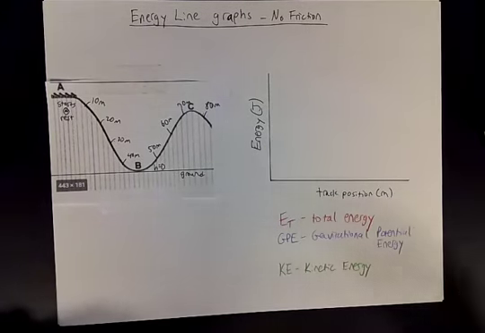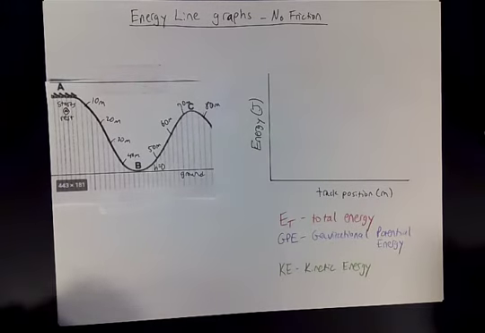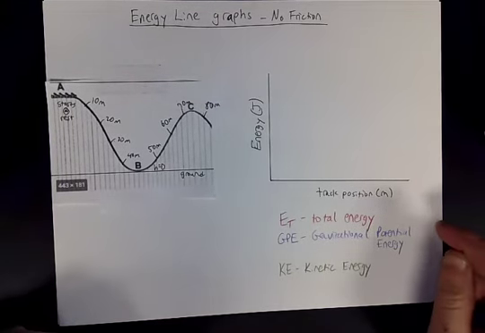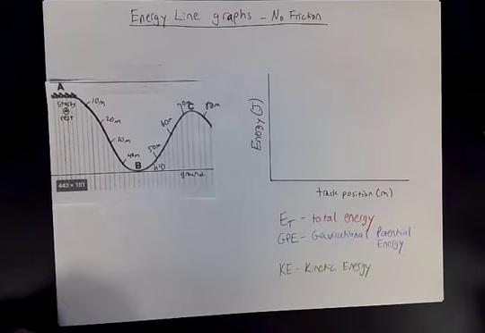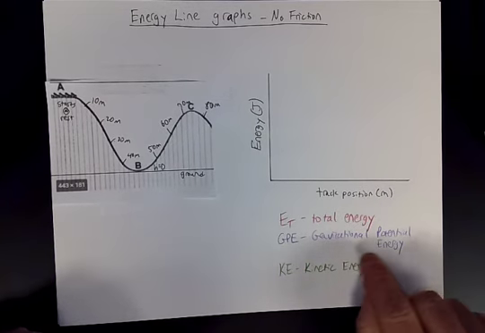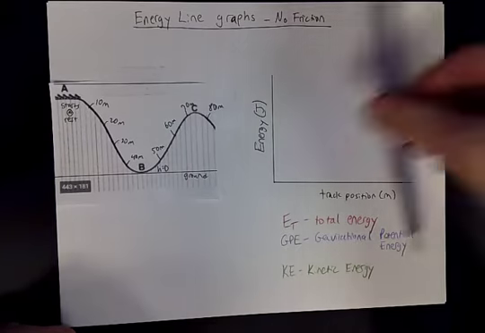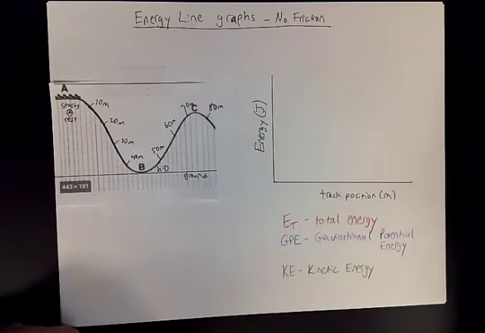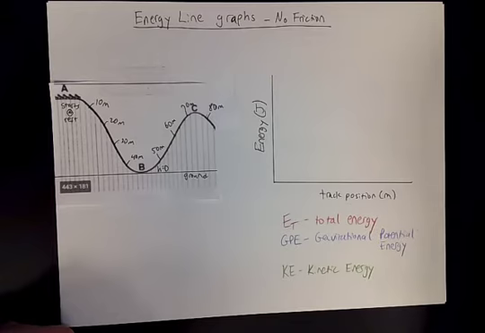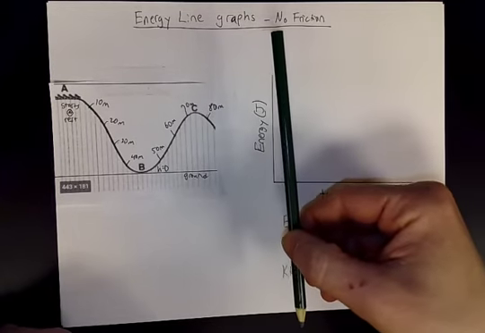And we're going to look at 3 different kinds of energy. Well, really 2 different kinds, and then the sum of those 2 kinds. We're going to look at GPE, which is going to be in purple. Use a color of your choice for that. We're going to look at kinetic energy. I'm going to use green for that.